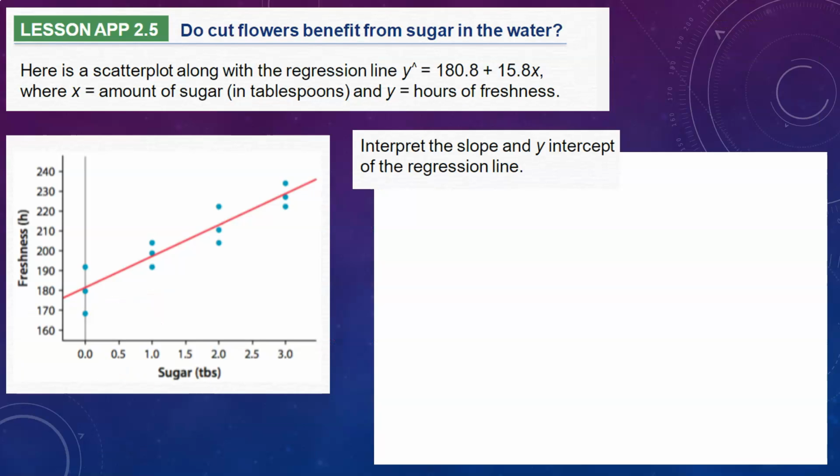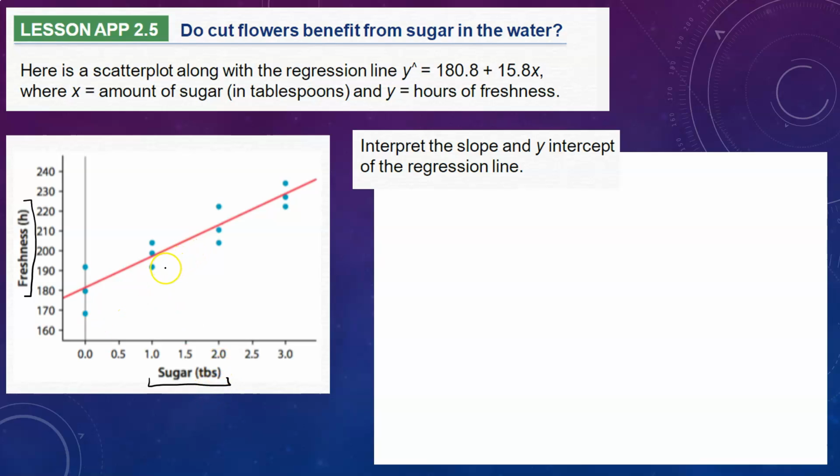So we've calculated our data here. Along our x-axis is our explanatory variable, sugar. Along our y-axis is our response variable, freshness. And they've calculated the regression line for us. The regression line is y hat equals 180.8 plus 15.8x, where x equals the amount of sugar in tablespoons and y equals the hours of freshness. So we're trying to predict how long the flowers can stay fresh based on the amount of sugar.